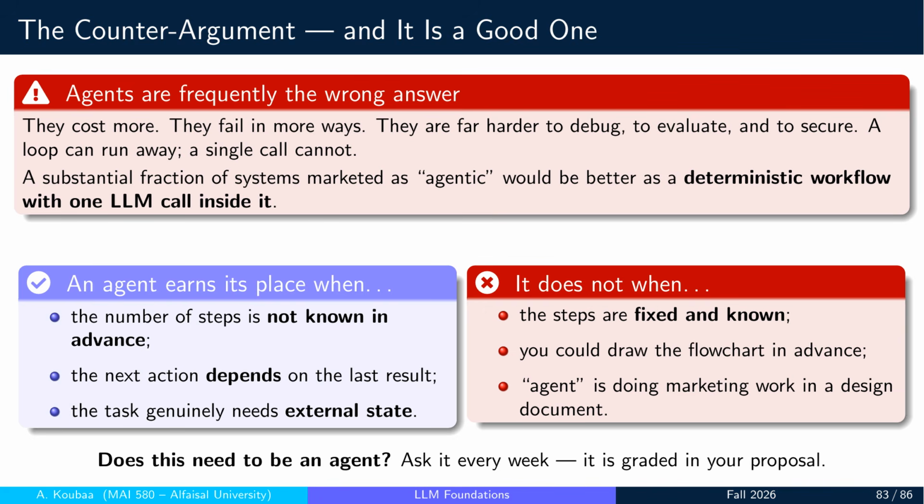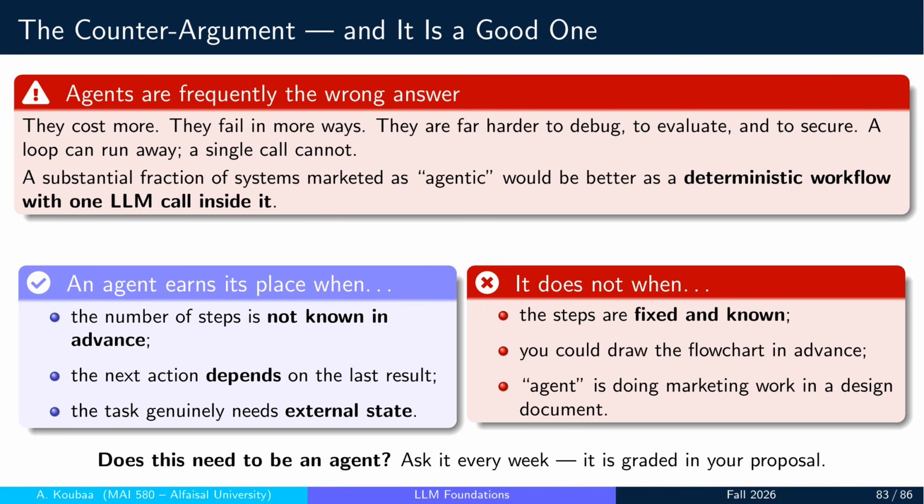An agent earns its place when the number of steps is not known in advance, when the next action depends on the last result, and when the task genuinely needs external state. Notice that this is exactly the definition from slide 74. Variable compute for unknown difficulty. It does not earn its place when the steps are fixed and known, when you could draw the flowchart in advance, or when the word agent is doing marketing work in a design document.